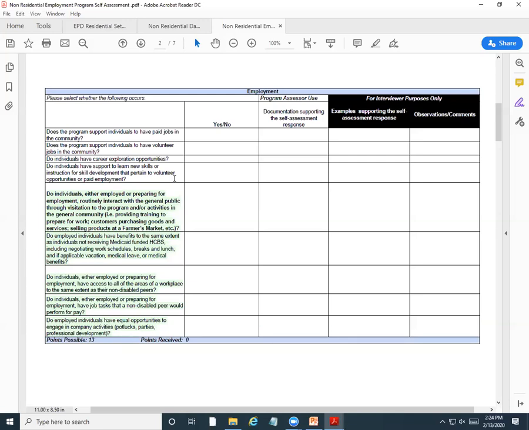Let's see. Do individuals either employed or preparing for employment have access to all areas of a workplace to the same extent as their non-disabled peers? This doesn't mean free reign to every place in a workplace. For example, I have a badge, I can get in and out of certain areas, and other areas I don't have access to, and that's normative and expected. But it would be really odd if, let's say Adam is my peer here, he could get into a restricted area that I couldn't, because we do the same thing for all intents and purposes.